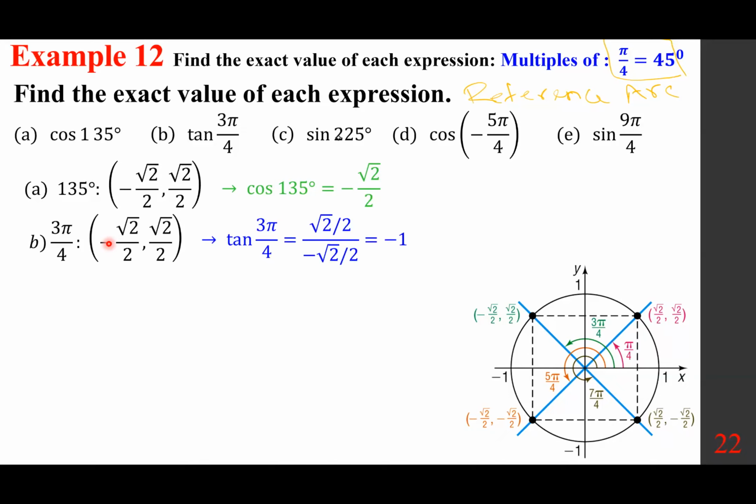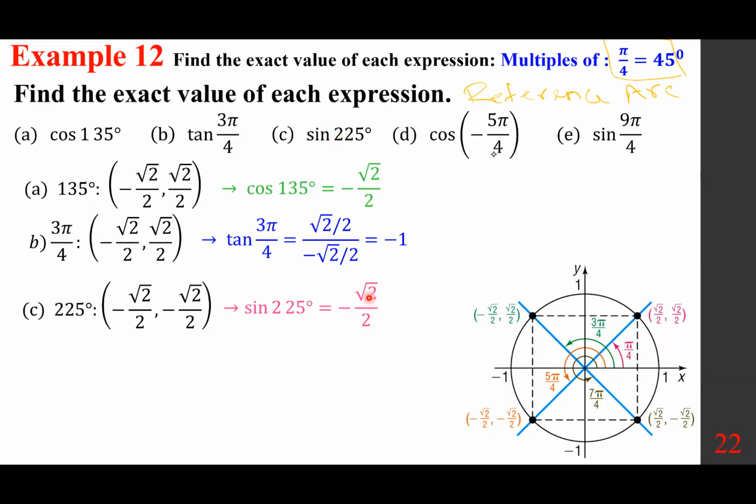225 degrees. 225 degrees is the same as 5 pi over 4, in the third quadrant. And in the third quadrant, sine and cosine are both negative. We are interested in sine of 225 degrees, so it's minus square root of 2 over 2, the y coordinate.